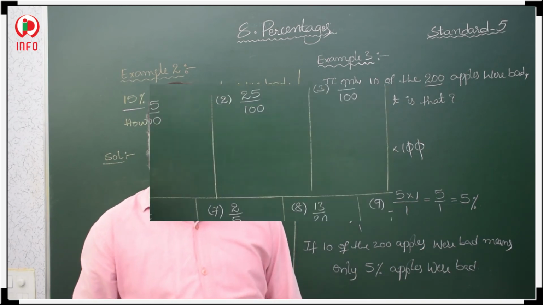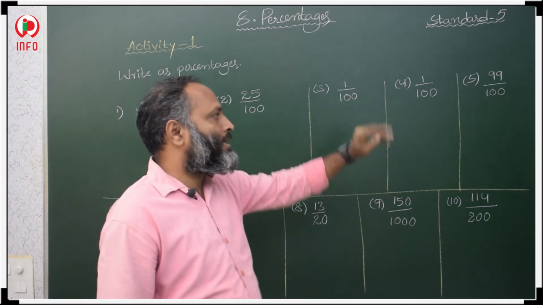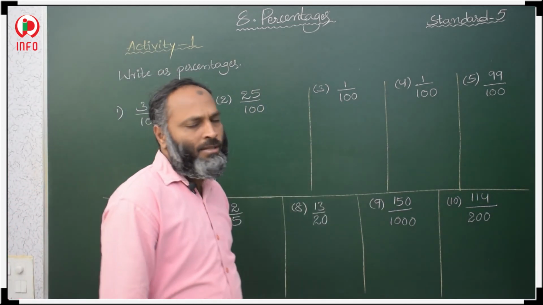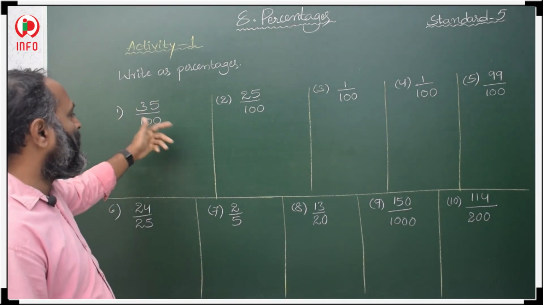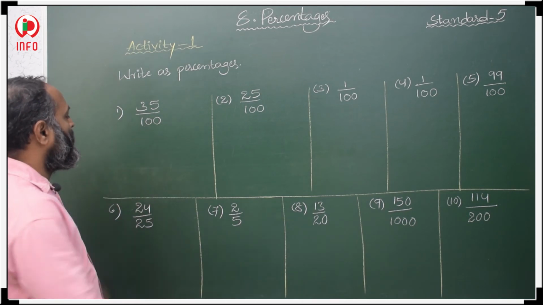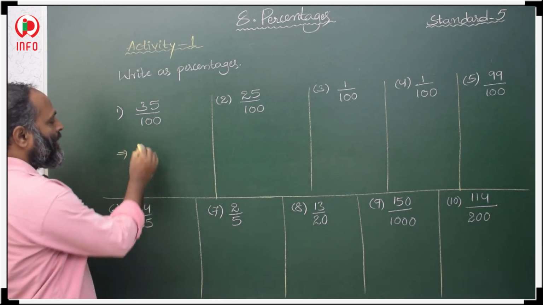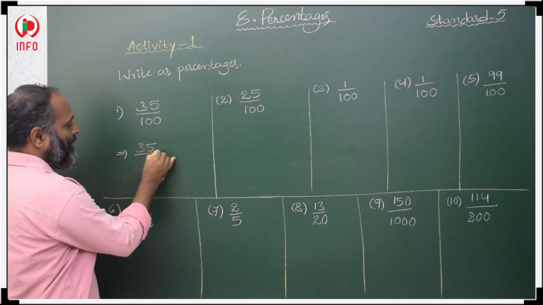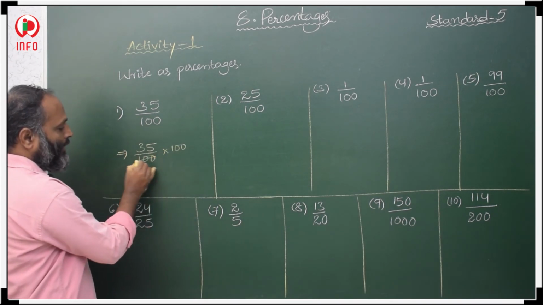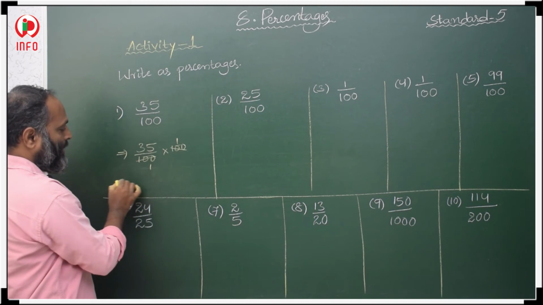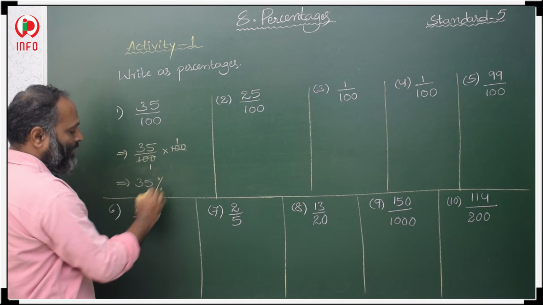Okay. Now see here, write as a percentage. Here we have to convert these into percentages. It is very easy to convert into a percentage. So how do we convert 35 by 100 into a percentage? Whenever you want to convert a fraction into a percentage, we have to multiply with 100. 35 by 100 into 100. 100 ones are 100, then only 35 is left. That is 35%.